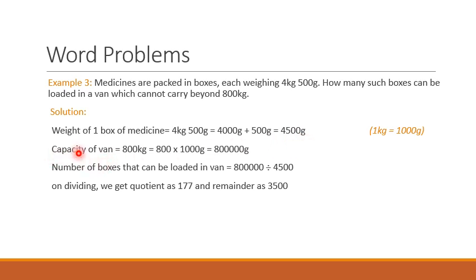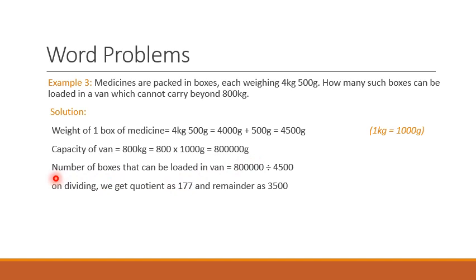Now capacity of van, that means the maximum weight the van can hold, is 800 kg. So here, since the weight of the box we have measured in grams, this also we will convert into grams. To convert kg into grams, we multiply by 1000. So 800 multiplied by 1000 will give me 8 lakh grams.